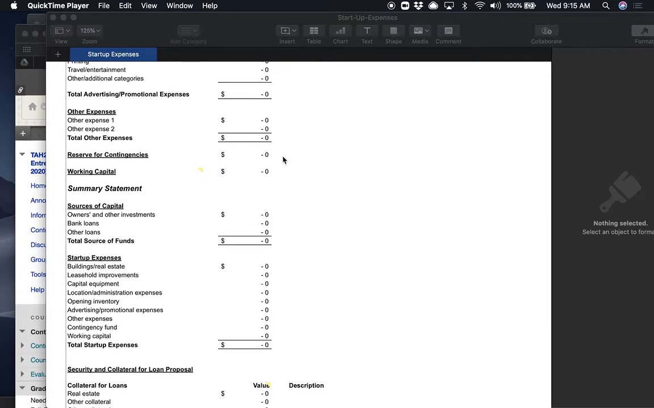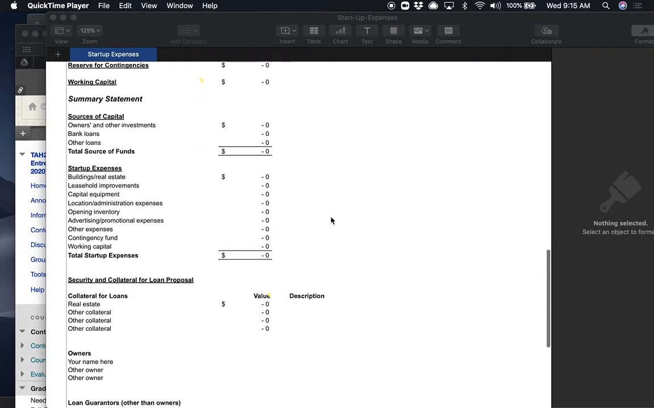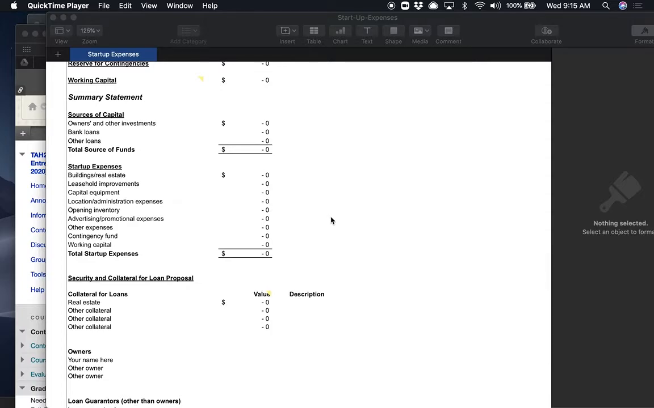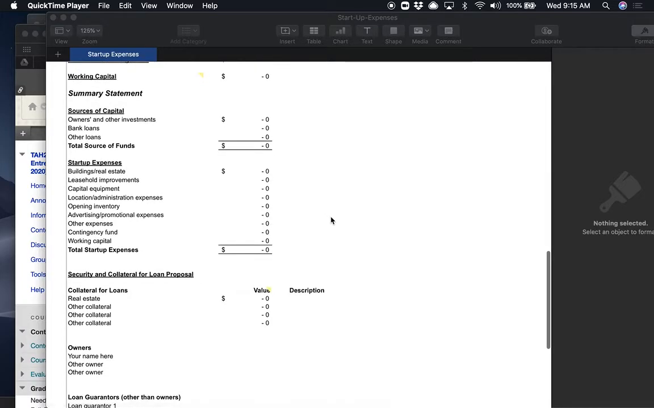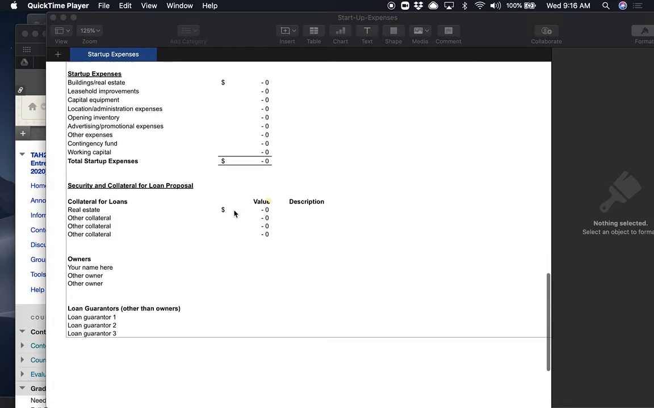Have a reserve for contingencies, I call this the rainy day fund. And then any working capital to keep your business going on a regular basis. And then your sources of capital, that's how much money you're going to invest in the organization. Other startup expenses, these come from the areas above. This whole area here is an autofill area.